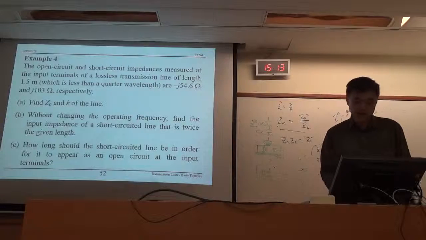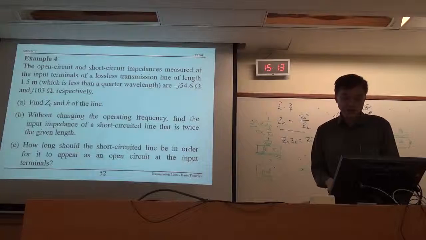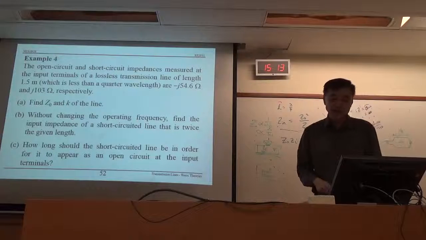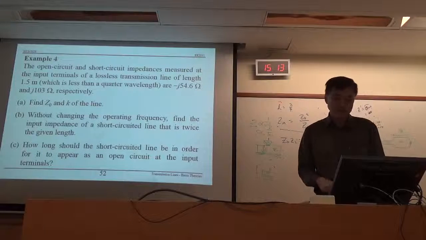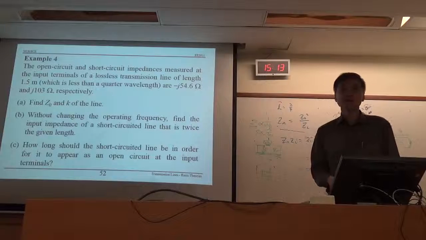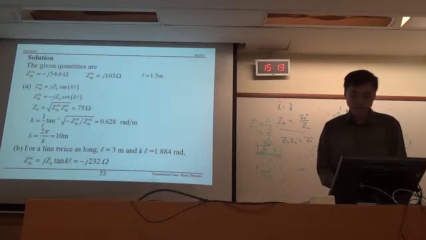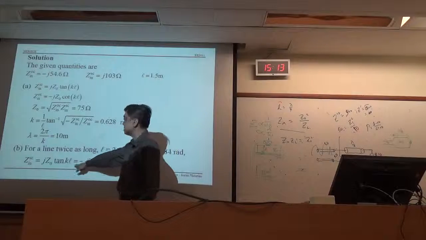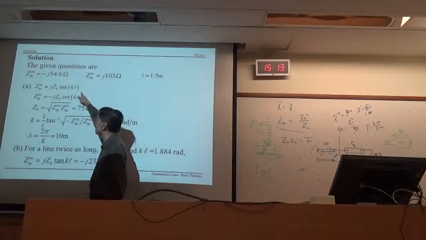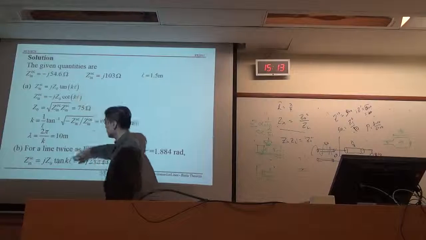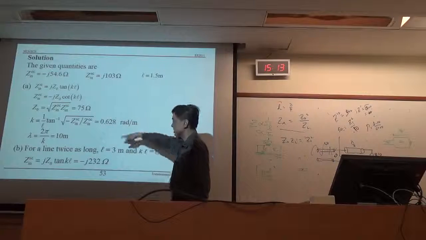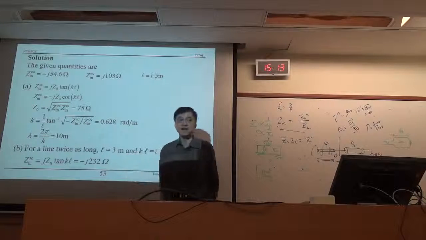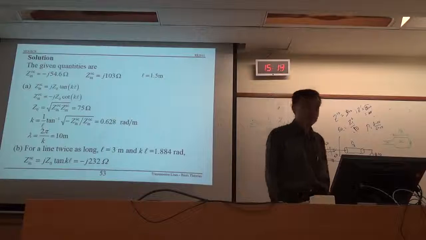Now you are asked to find, without changing the operating frequency, the input impedance of a short-circuited line that is twice the given length. So you just use the same equations over here. Now L, instead of 1.5 meter, you put L equal to 3 meter. Since K you already know, you just find Z in SC.